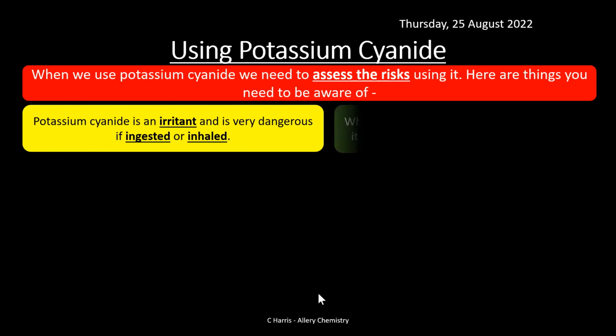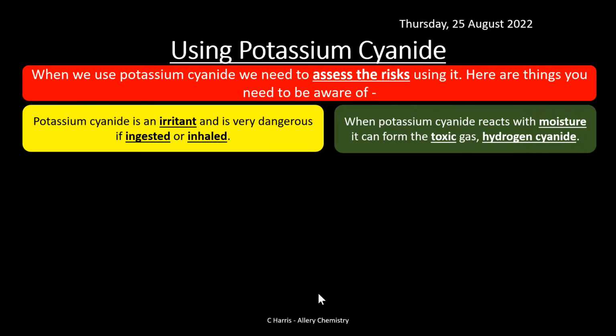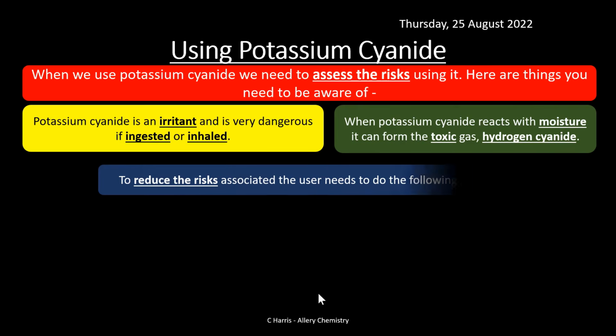Obviously you don't want to ingest it or inhale it at all, so you should use a fume cupboard for it. When potassium cyanide reacts with moisture, it can form hydrogen cyanide, and that's what you don't want, so you've got to make sure you're using a fume cupboard to handle this type of stuff.